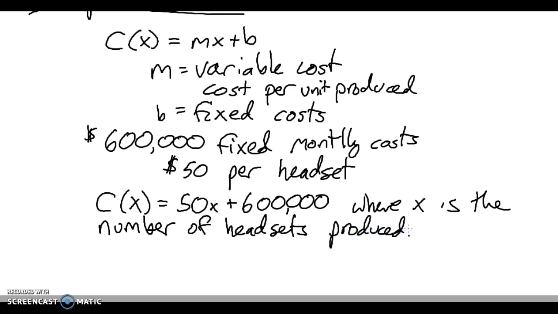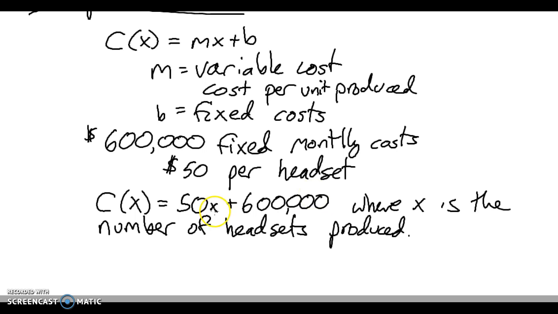But I claim something looks weird here. I said it costs $50 per headset. But if they only produce one headset in that month, then they paid $50 for that headset, but they also paid $600,000 to just keep their business up and running, which means they really paid $600,050 to produce that one headset. And that doesn't seem to work out very nicely.